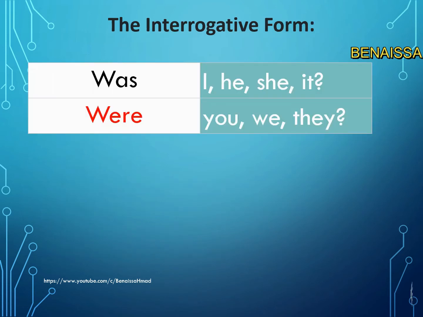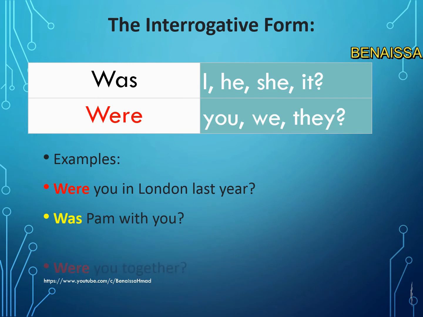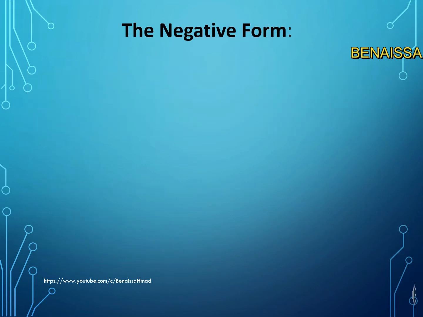Now, the interrogative form, we invert the verb and the subject. We write was he or was she, were they, were you or were we. Now, here are examples. For example, were you in London? Was Pam with you? Were you together?